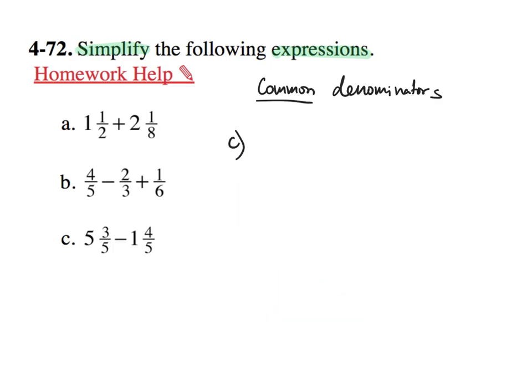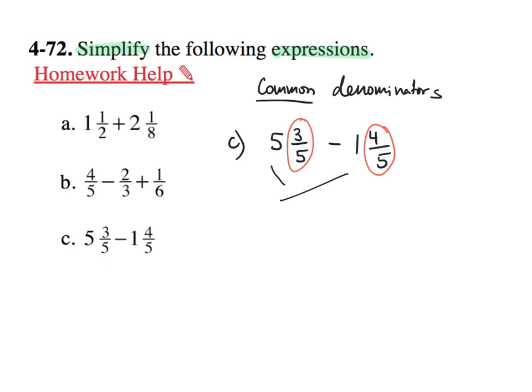Okay, for letter C, let's take a look. We have mixed numbers, writing them down, and they're being subtracted. When we have mixed numbers, you could do 5 minus 1 first, which will be a 4, right? But then looking at the parts, the 3/5 is actually smaller than 4/5, so I do need to borrow, so I'm not going to use the 5.